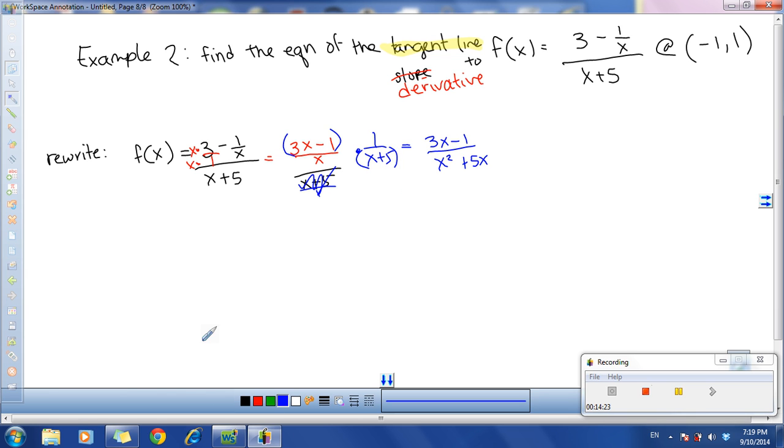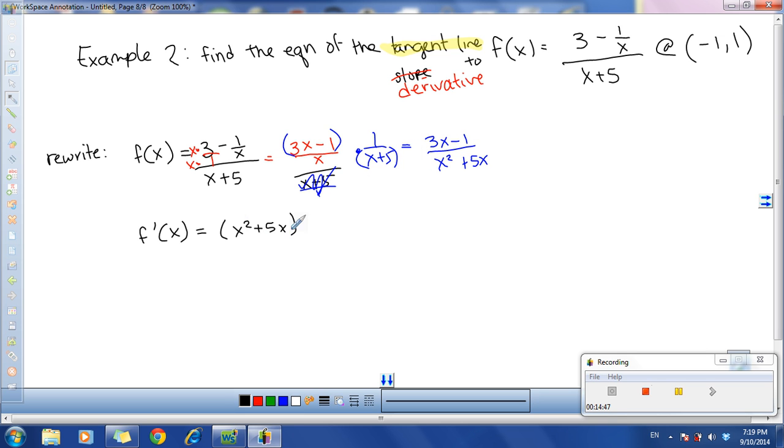So in order for me to find the derivative, I'm going to use the quotient rule. I do have a fraction here. I have a numerator and I have a denominator. I have a high, I have a low. So let's do it. So remember, low d high minus high d low. Low is x squared plus 5x. D high, that means take the derivative of high.